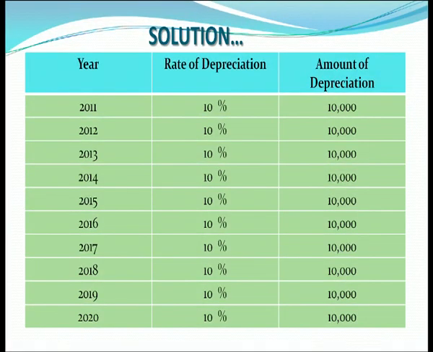As is evident, from 2011 to 2020, for a span of 10 years, the amount of depreciation so calculated as 10,000 is going to remain the same, or consistent, and it is calculated on the original cost. So, the amount remains uniform, it does not change from year to year. That is why this method is a fixed installment method.